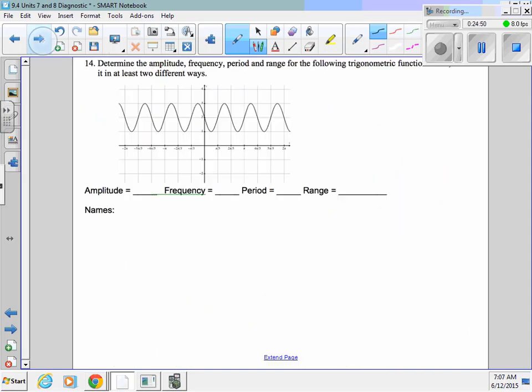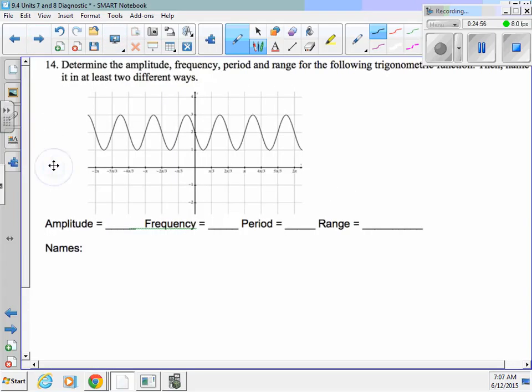Okay, here we go. So 14, determine the amplitude, frequency, period, and range for this function, and name it at least 2 different ways. I don't want to put a billion of these on the assessment or the diagnostic because you've seen these recently, but just one to say, hey, make sure you know how to do it.